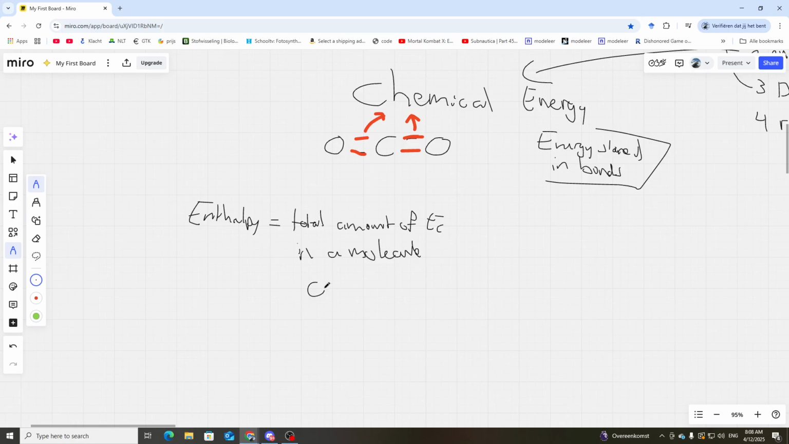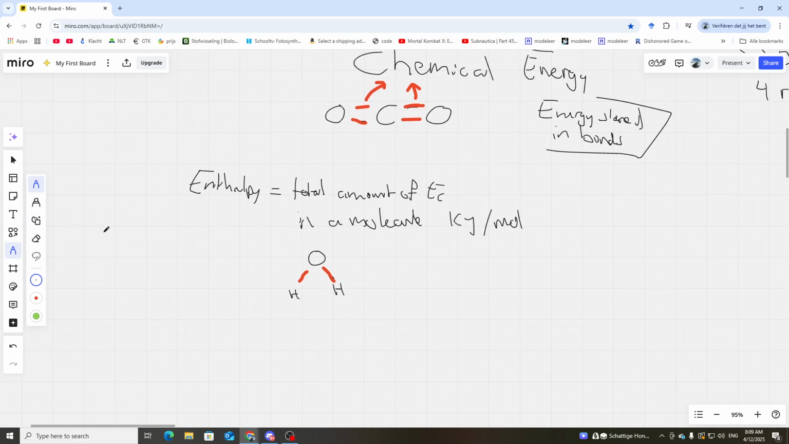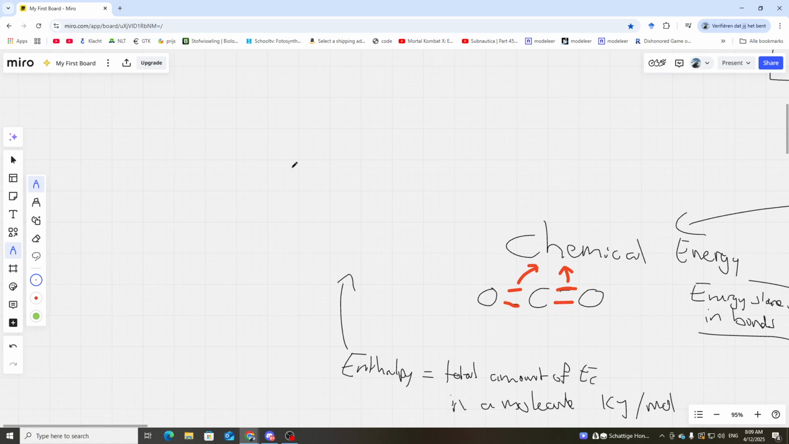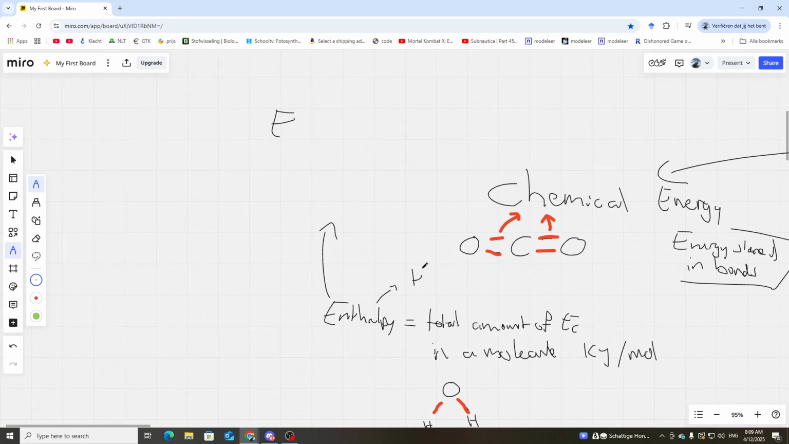Okay, so let's say we have a molecule of H2O. Then the enthalpy of this is this bond and this bond. That is the total amount of chemical energy in my molecule. And the unit for this, for those interested, is kilojoules per mole of substance. Yippee! Usually then we can say something about if something has a high enthalpy, and also the symbol for enthalpy is H, so that I don't have to write it all the time.